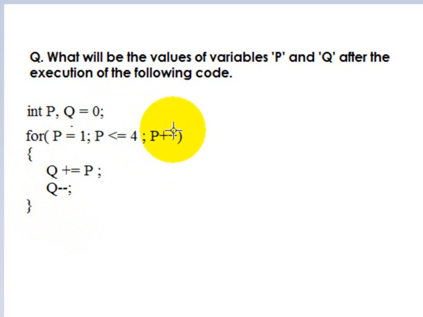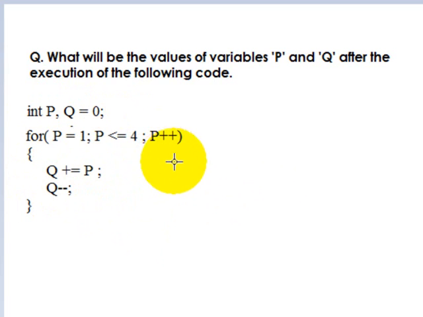Here some modifications will be done, and after the updation part, again this condition is checked. If it is true, the same set of statements will be executed again. Again the control will be transferred to the conditional part, updation part, and after modifying the variable's value, the control is transferred to the conditional part again, and so on. This process continues until this condition becomes false.